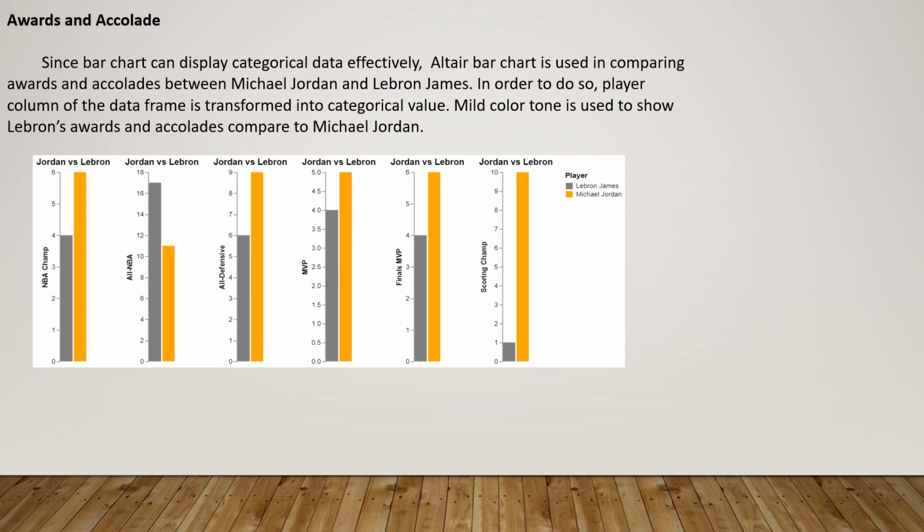Finally, here are awards and accolades. Everybody knows Michael Jordan won 6 NBA championships, and he won 3 consecutive titles twice in his career, compared to LeBron James with 4 titles out of 10 finals, which is 40%. Record-wise, Michael Jordan is a lot better. Besides the titles, there are some other records, and Michael Jordan beat LeBron James all the way around.